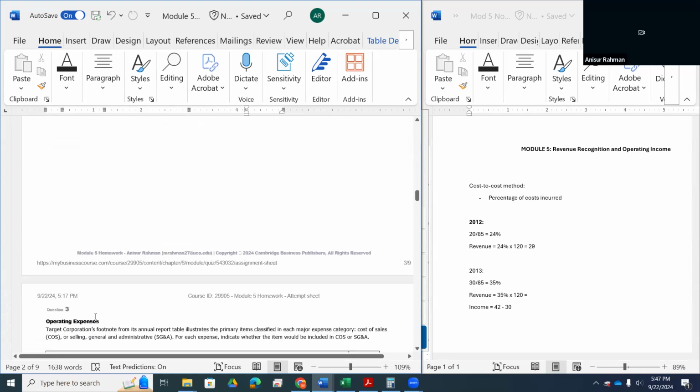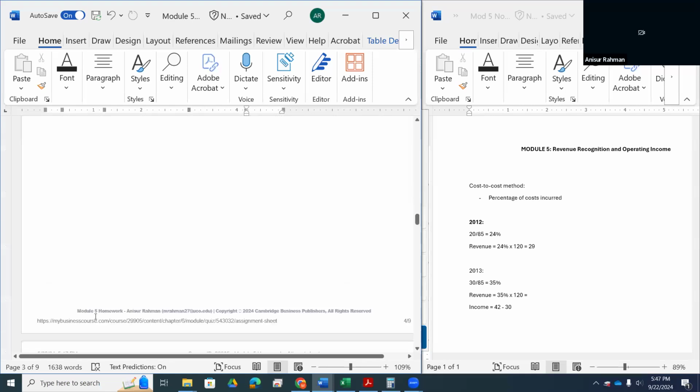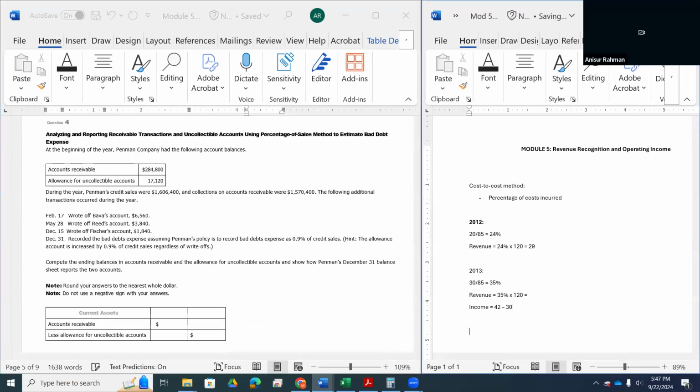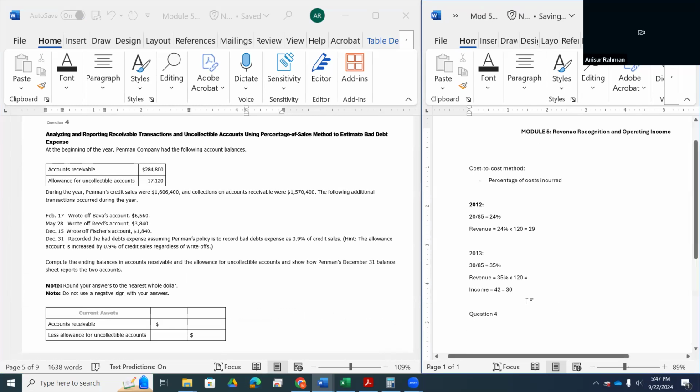Next one I would like to solve. The next problem is this one, question 4.